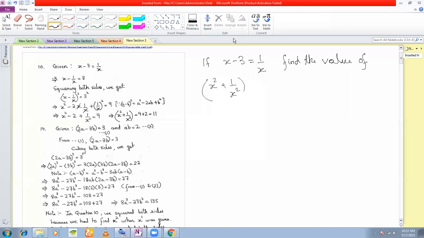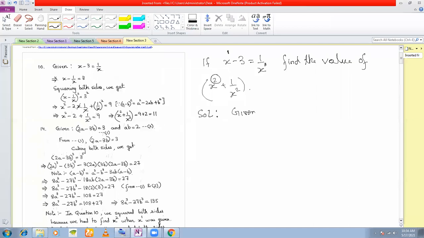Okay. Now, if you see this question, you are given the power 1 of x, that is x to the power of 1. And you need to find a higher power of x, which is 2. So that means obviously you'll have to square. But how do you square? You first take the x's on one side.